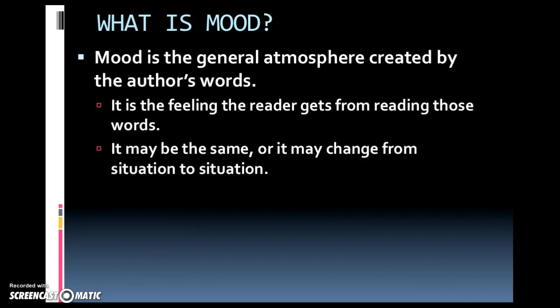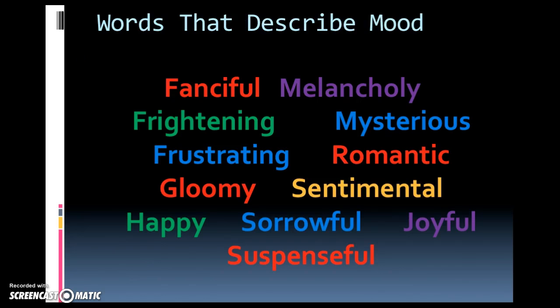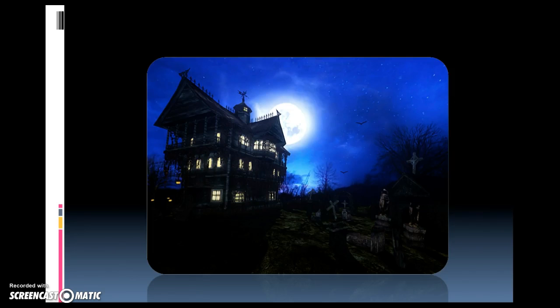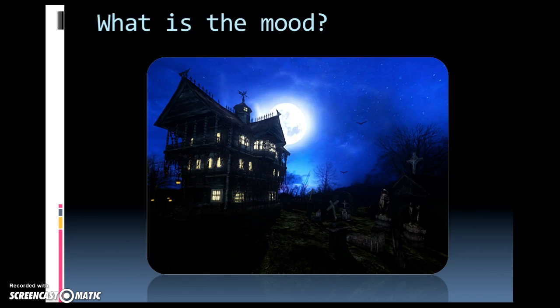So what is mood? Mood is the general atmosphere created by the author's words. It's the feeling the reader gets from reading those words. It may be the same or it may change from situation to situation. Here are some words that describe mood: fanciful, mysterious, gloomy, joyful, suspenseful. In the next 6 slides, try to guess the mood that the image creates. What is the mood?